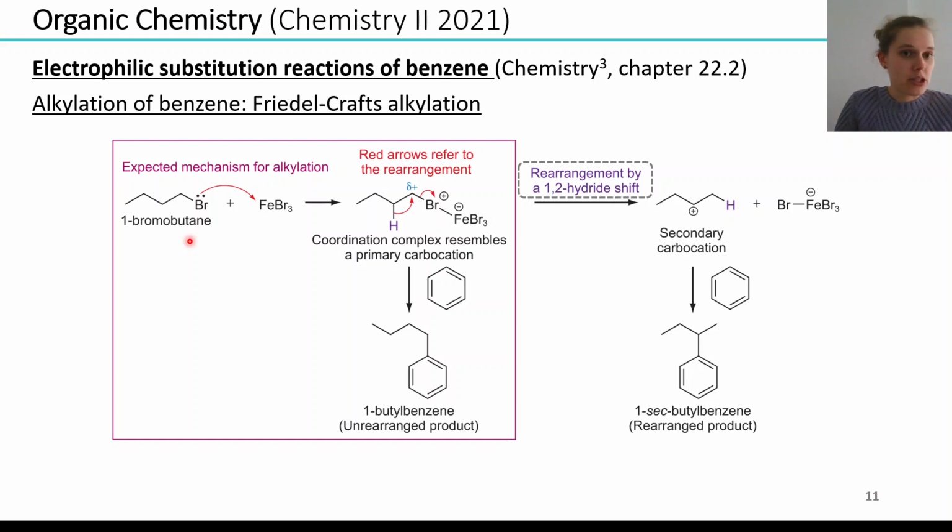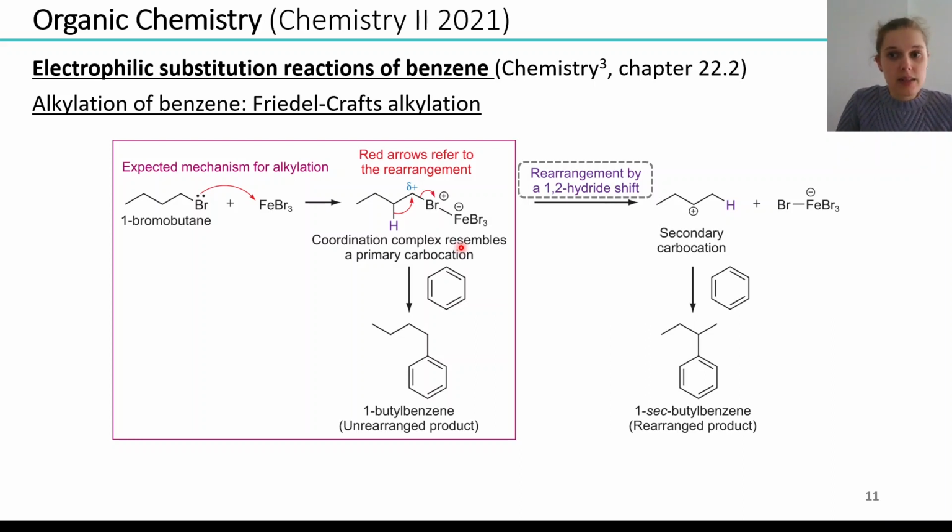So we start with the formation of the coordination complex, which is a strong electrophile, based on the reaction of the 1-bromobutane with the Lewis acid catalyst. And this is then the resulting coordination complex. Subsequently, as we just learned, is then the electrophilic substitution reaction with benzene, and we end up with 1-butyl benzene as expected reaction product. However, this coordination complex can also undergo a rearrangement, which is a 1,2 hydride shift.